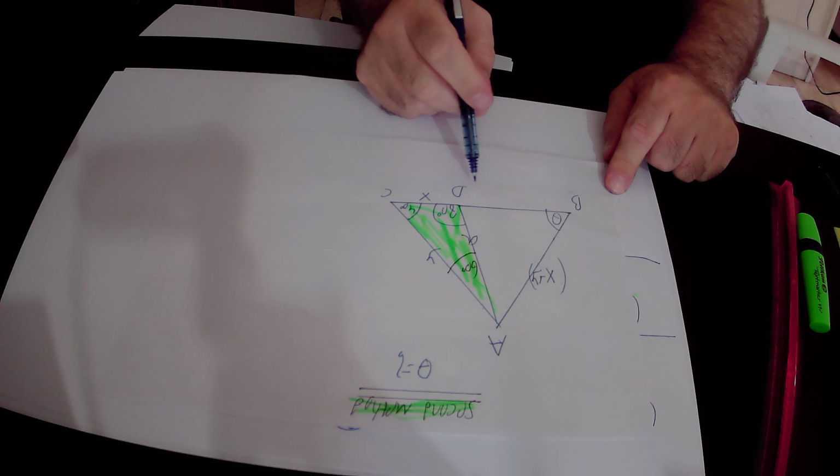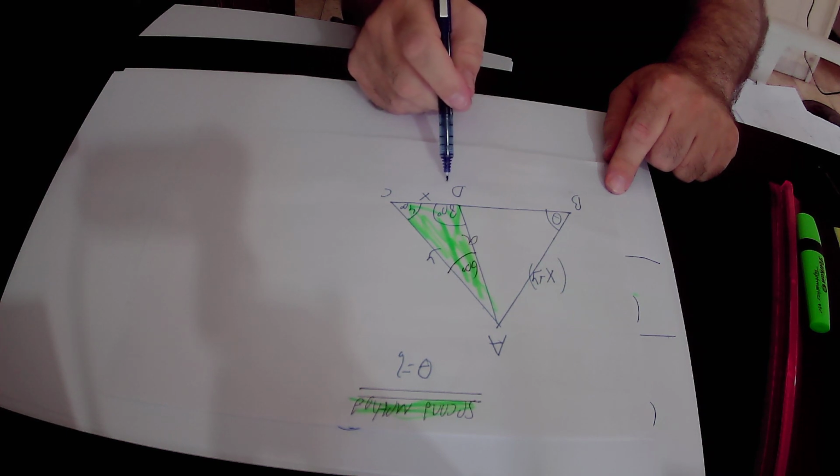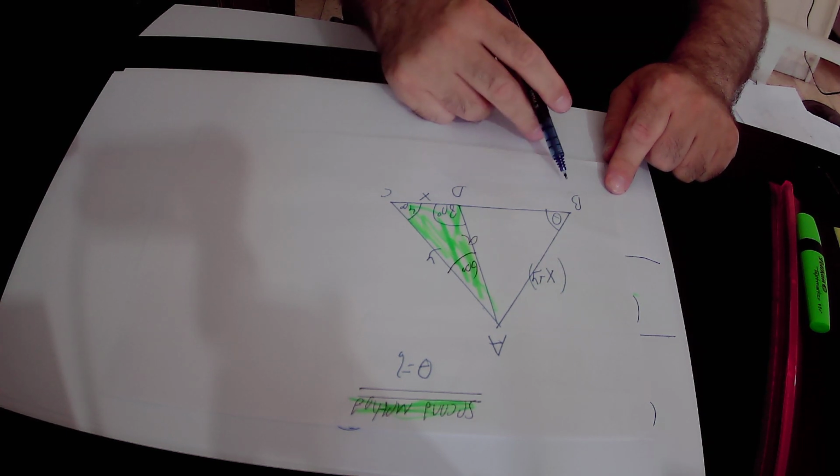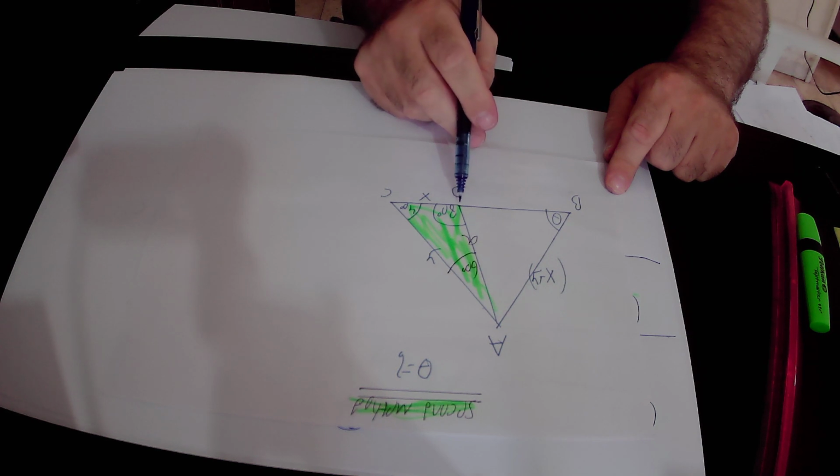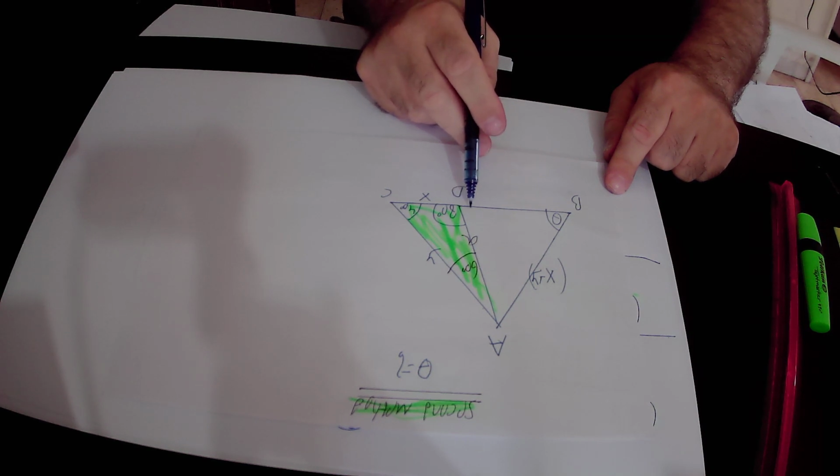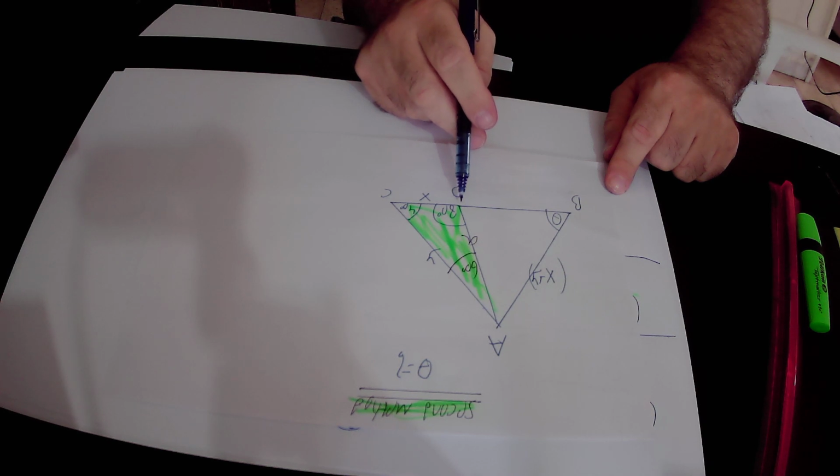BC is a side of a triangle, so it must be a straight line. If you focus on the upper side of the straight line BC at point D, the sum of the angles must be equal to 180 degrees. Which angles do we have here? We have 80 degrees plus angle ADB, and the sum of those two angles must be equal to 180 degrees.